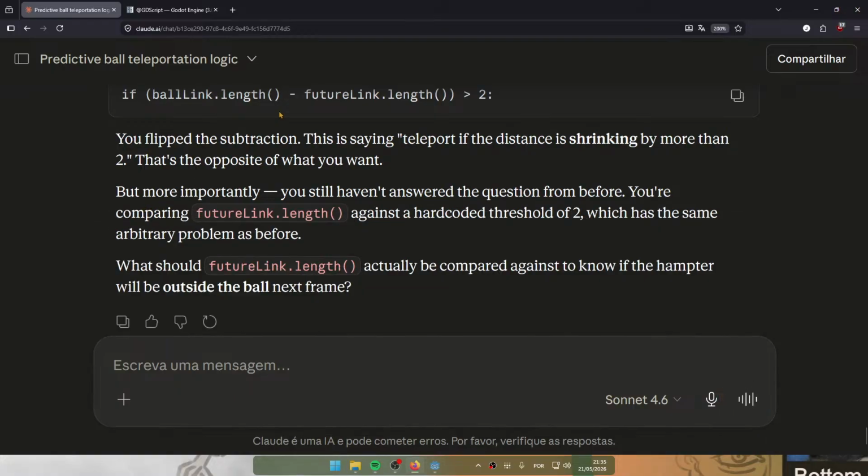From before, you're comparing future length against hard-coded threshold 2, which has the same arbitrary problem as before. What should future link actually be compared against to know if the hamster will be outside the ball next frame? Actually be compared against.